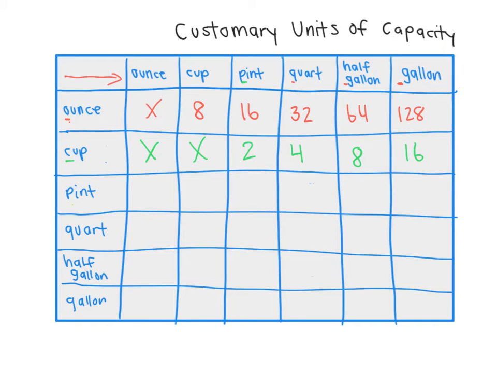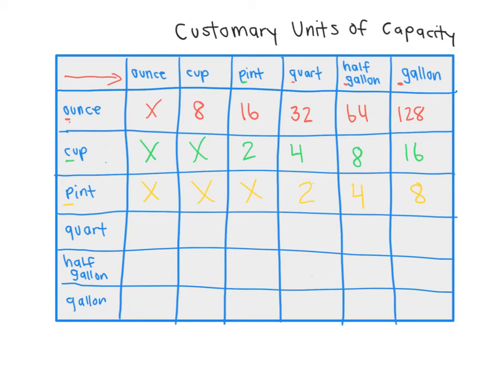Okay, so next up is our pints. And again, I'm just going to X off anything that is smaller than a pint. We're going to start seeing a pattern unfold here. So how many pints are in a quart? 2 pints are in a quart. And again, I'm always going to double. So double 2 is 4. So there's 4 pints in a half gallon. And double 4 would be 8. So there's 8 pints in a gallon. And if you can see the pattern, we have 2, 4, 8, 16.